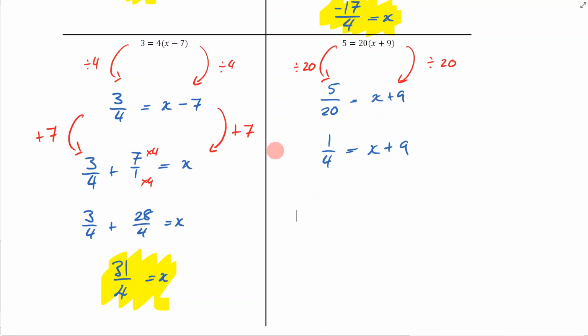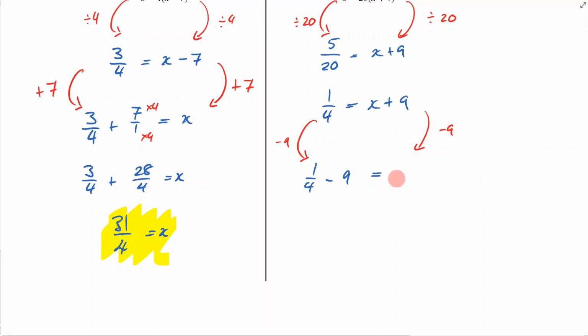Oh, and that should be red. Let's try it again. That should be minus 9. So that's going to be 1 on 4 minus 9 is equal to x. Now we have to think for a second. I've got 1 on 4 minus, now this 9 is the same as 9 on 1. This is the same as 9 on 1, so 1 on 4 minus 9 on 1.